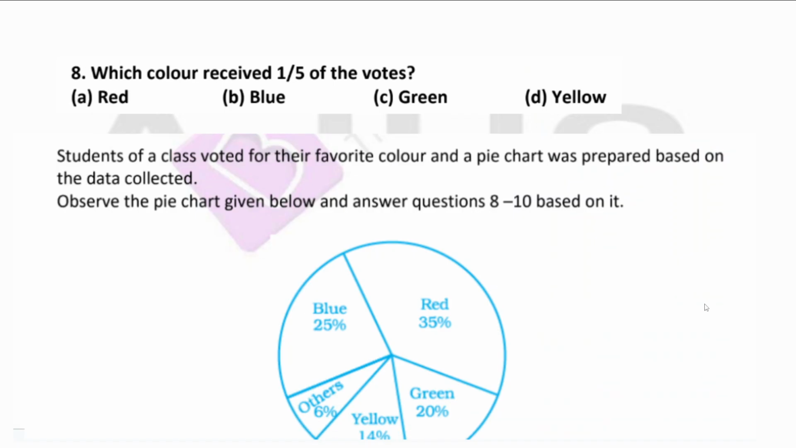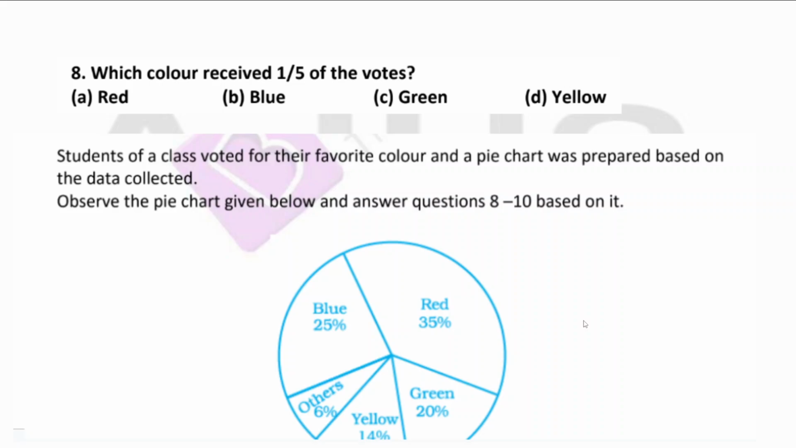Okay, read this question and solve the question in your notebook. Pause. Resume. Okay, let us look into the solution. Which color received 1/5 of the votes? Students of a class voted for their favorite color and a pie chart was prepared based on the data observed. Observe the pie chart below and answer questions 8 to 10, the next 3 questions. Which color received 1/5 of the votes in this?